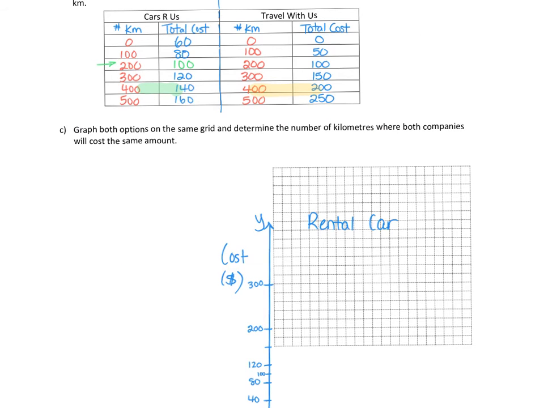Okay, so I've done some setup on my grid right here. Don't forget all your labels. Don't forget to use a ruler. On the bottom, it doesn't really matter what scale you use, but I went every 4 squares is 100. You really only need these points anyways.